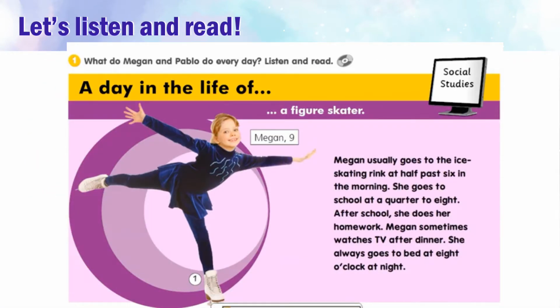Activity 1. What do Megan and Pablo do every day? Listen and read. Social Studies. A day in the life of a figure skater. Megan, 9. Megan usually goes to the ice skating rink at 6:30 in the morning. She goes to school at 7:45. After school, she does her homework. Megan sometimes watches TV after dinner. She always goes to bed at 8 o'clock at night.